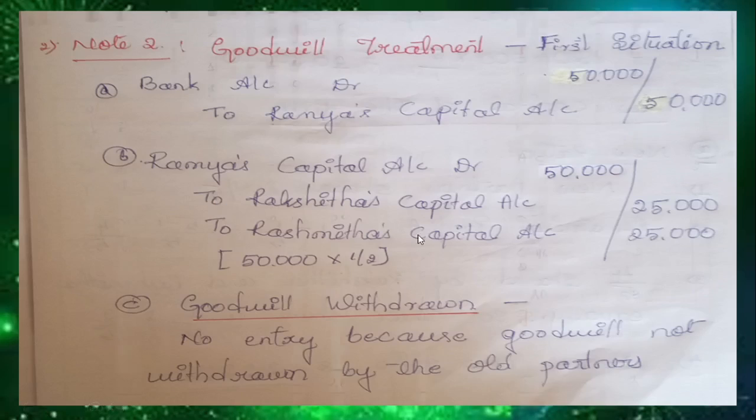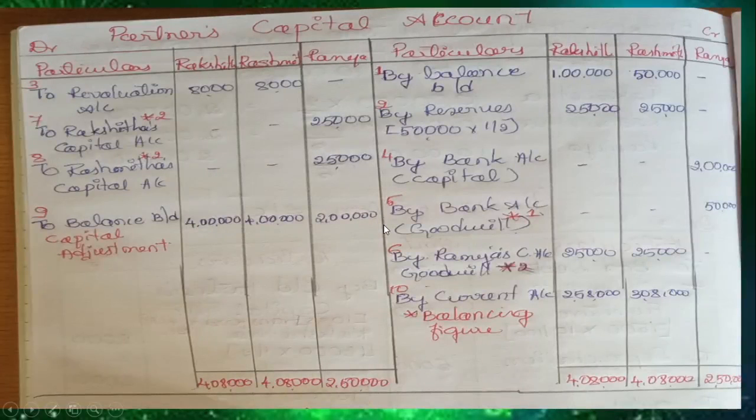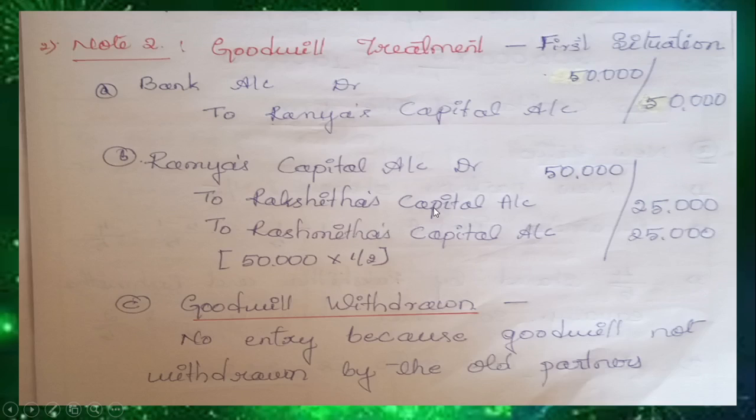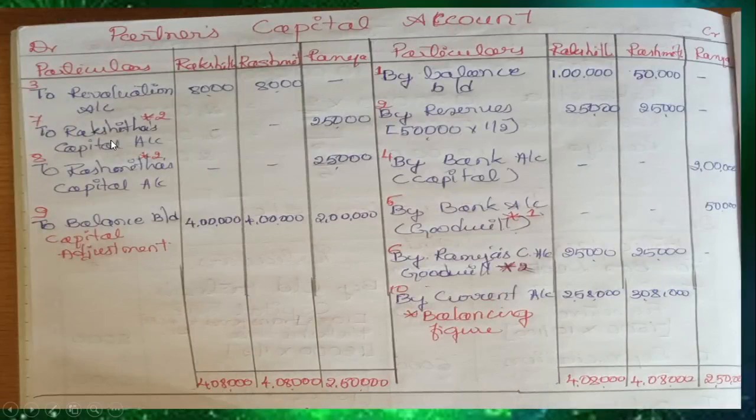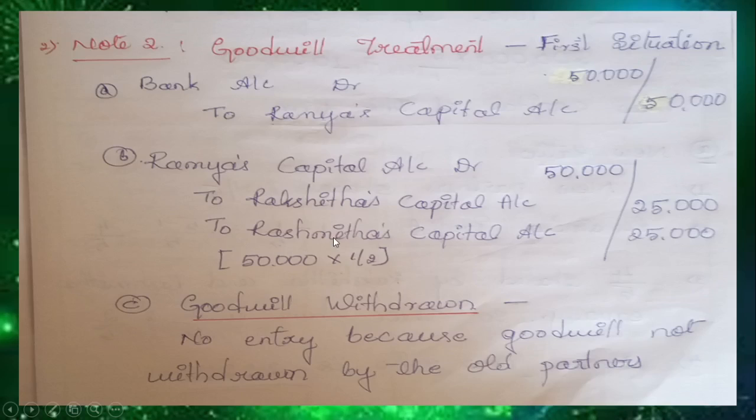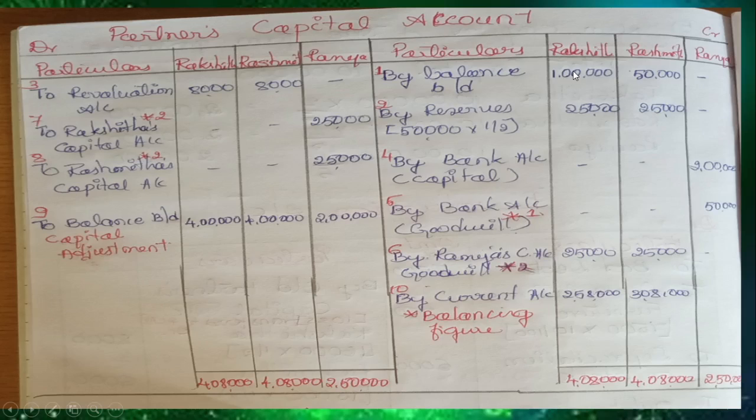The corresponding journal entry is Rakshita's capital account and Rashmita's capital account. We will record here to Rakshita's capital account and to Rashmita's capital account. Again, we have to pass one more entry. Rakshita's capital account should get credited and Rashmita's capital account should get credited. So here, on the credit side of Rakshita's and Rashmita's capital accounts, 25,000 and 25,000.